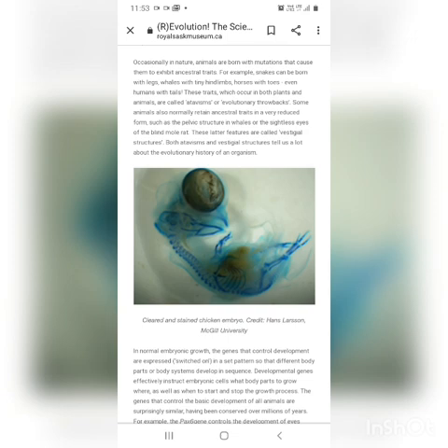Some animals also normally retain the ancestral trait in a very reduced form, such as the pelvic structure in whales or the sightless eye of the blind mole rat. In them, the ancestral character is preserved or conserved in their DNA but in reduced form, and these features are called vestigial structures. Both atavism and vestigial structures tell us about the evolutionary history of an organism.